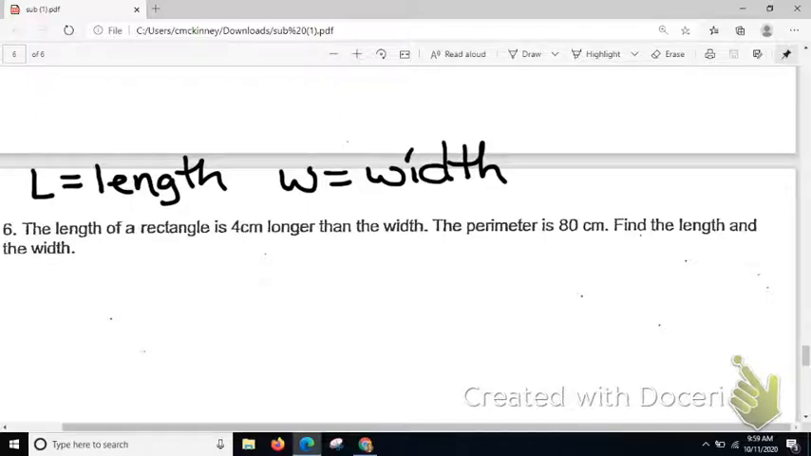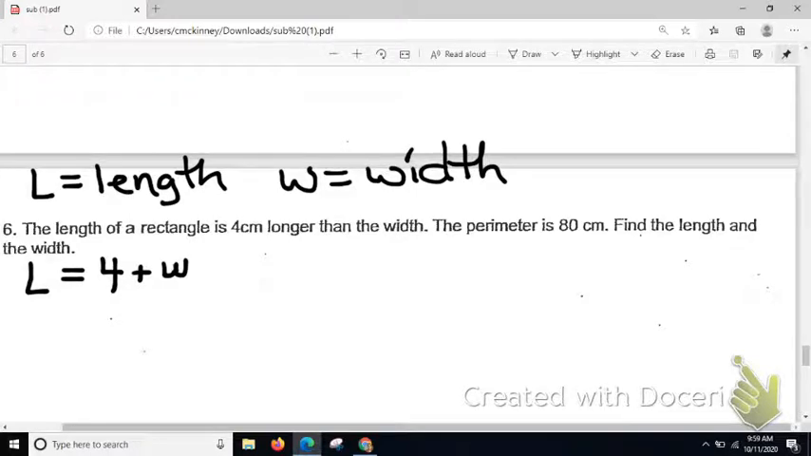The length is 4 centimeters longer than the width. So the length is 4 plus W. Not 4 times W, not 4W, but 4 plus W. Or W plus 4 would be the same thing.